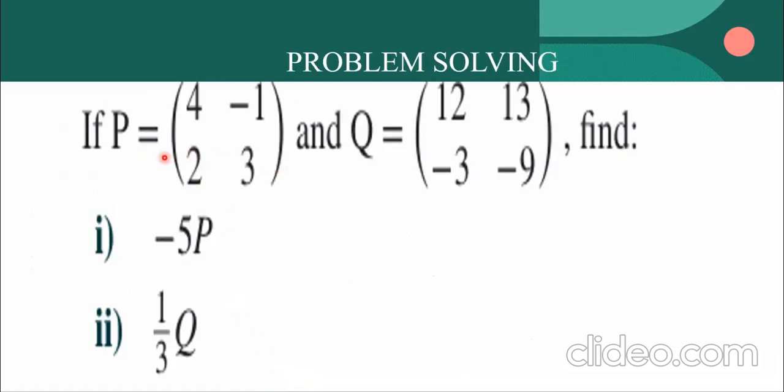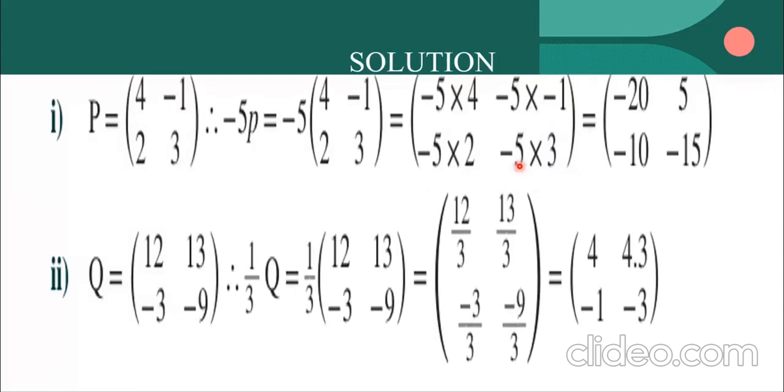So let's take this example. We have matrix P, this, and Q, this. We have to find minus 5 times P, so you are going to multiply every element here by minus 5. Then 1/3 of Q, so you are going to multiply each element of this matrix by 1/3. So let's see the results.